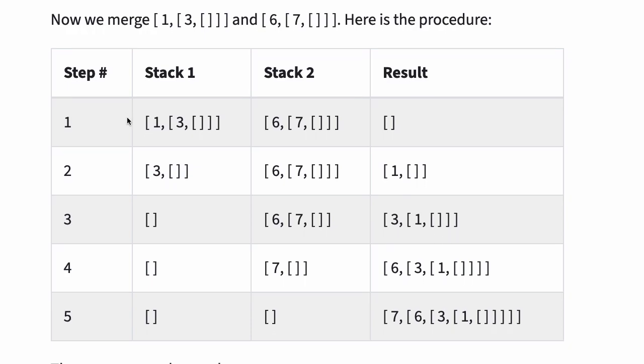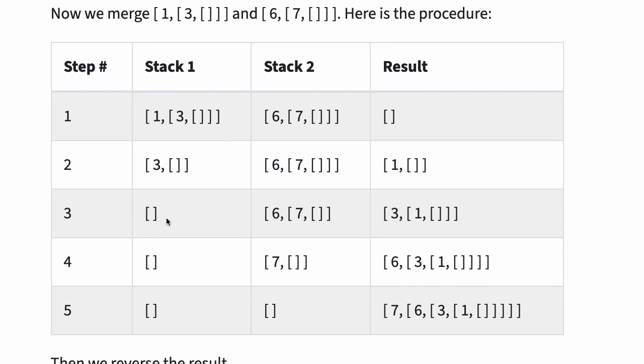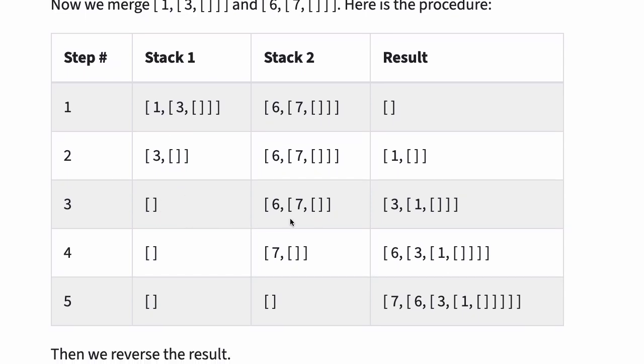Here's the procedure. Stack 1 is 1, 3, and stack 2 is 6, 7, and M is once again empty. Since 1 is less than 6, we're going to pop 1. Then we're going to compare 3 and 6. 3 is less than 6, so we're going to pop 3. Now stack 1 is empty, so we're going to dump stack 2 into M. First 6 is popped, and then 7 is popped.